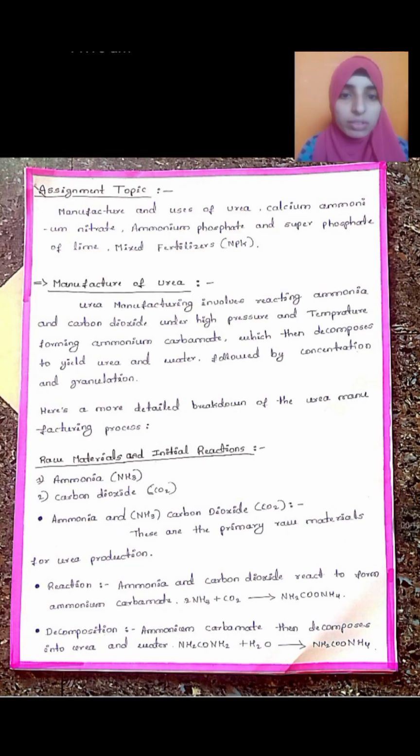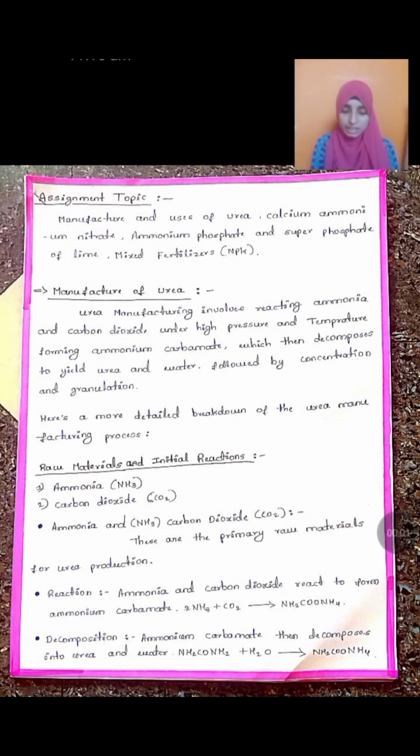Urea manufacturing involves reacting ammonia and carbon dioxide in water at high pressure and temperature, forming ammonium carbamate, which then decomposes to yield urea and water, followed by concentration and granulation. Here is a more detailed breakdown of the urea manufacturing process.